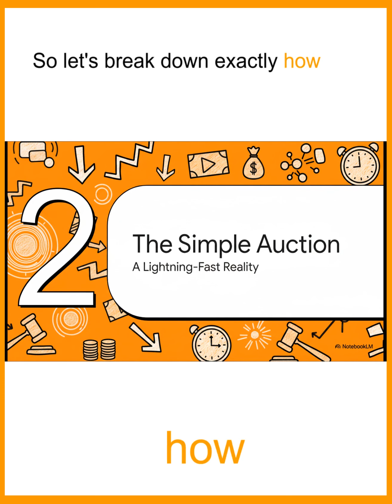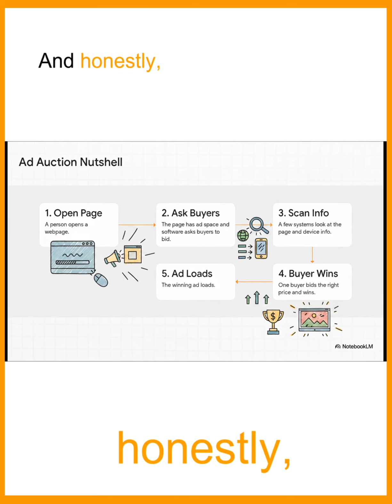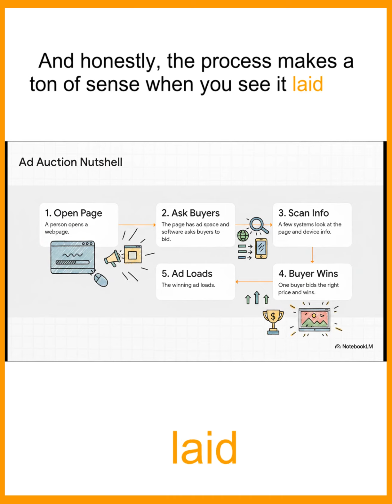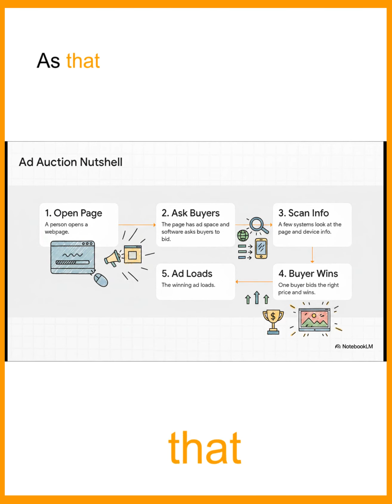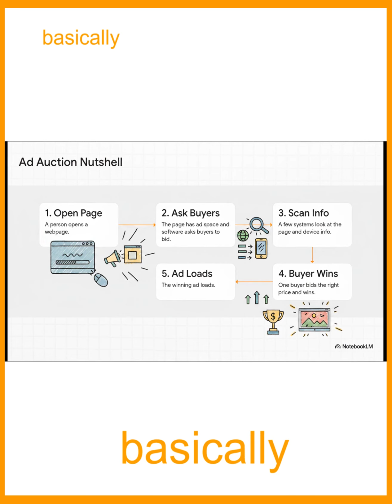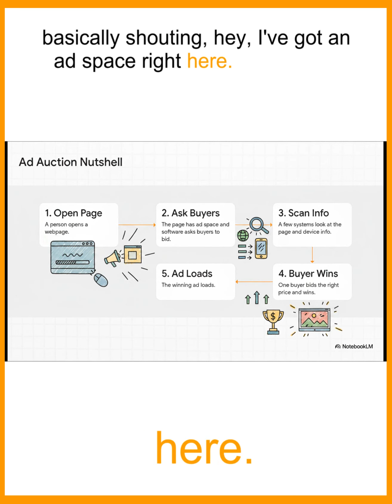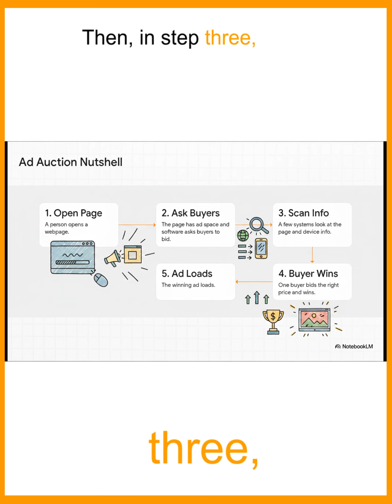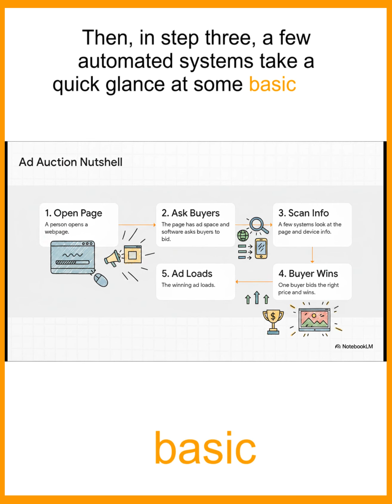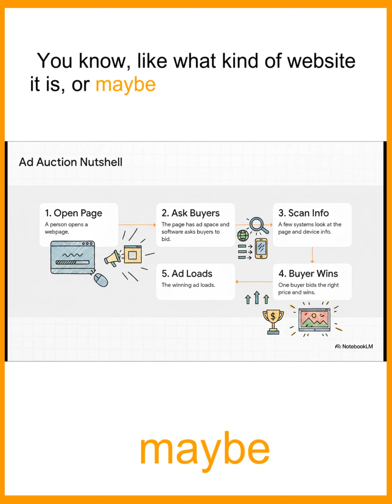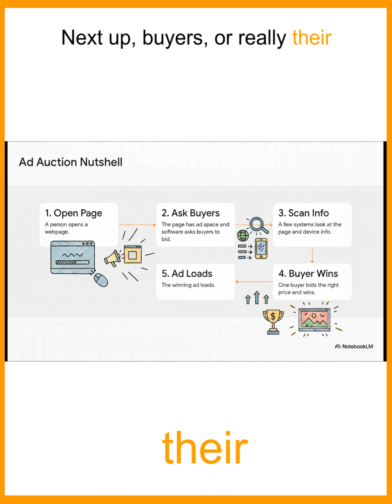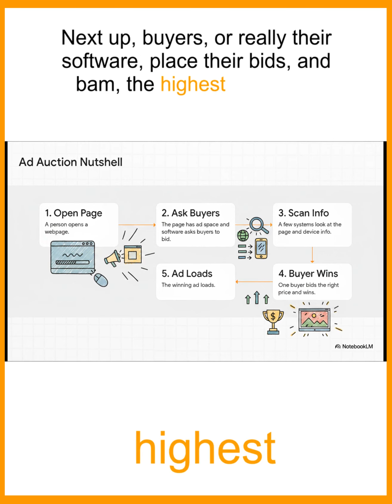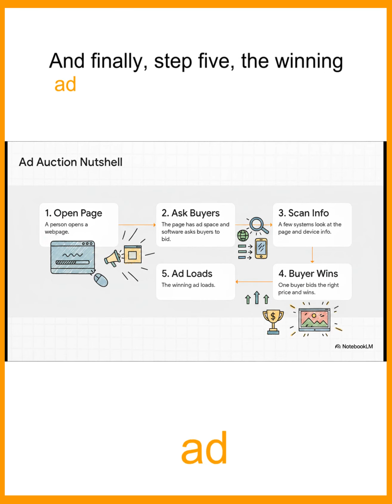So let's break down exactly how that simple little auction actually works. And honestly, the process makes a ton of sense when you see it laid out. First, you open a web page. Simple enough. As that page is loading, its software instantly sends out a message, basically shouting, "Hey, I've got an ad space right here. Who wants to buy it?" That's step 2. Then, in step 3, a few automated systems take a quick glance at some basic info. Like what kind of website it is, or maybe what device you're on. Next up, buyers, or really their software, place their bids, and bam, the highest one wins. And finally, step 5, the winning ad loads right onto your screen.